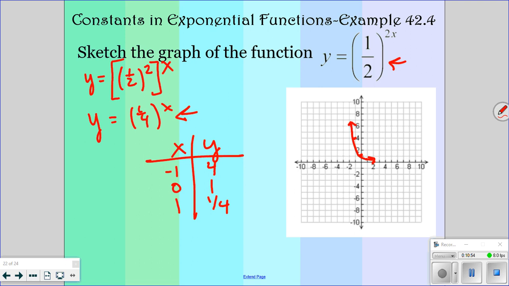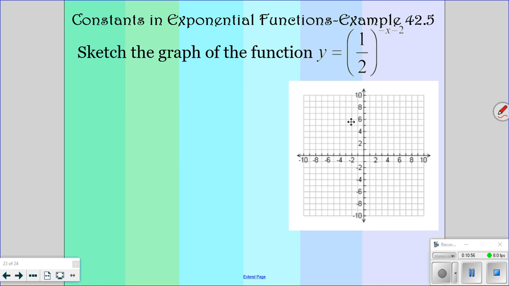Okay, we're going to look at one more example. We want to sketch the graph here. So this is one that most students, when I show them how to simplify the equation, they say that's way too much work. I'm just going to plug it into that equation they give me. And that's fine. But some people get mixed up on the -x minus 2 part. So the first thing that you would do is to get rid of the negatives. And so you would do the reciprocal of 1/2, which would be 2, and then to the positive x plus 2.